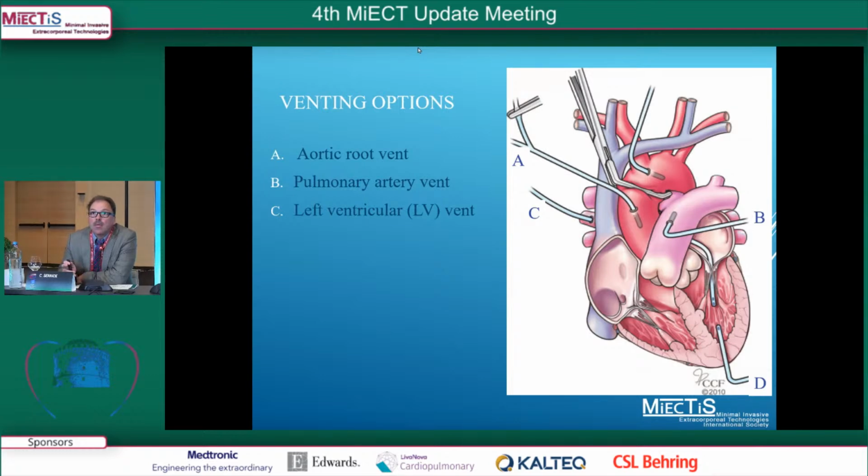So basically, these are the options. We have the aortic root vent, the pulmonary artery vent, and LV vent. And I'll just go through those in some more detail.